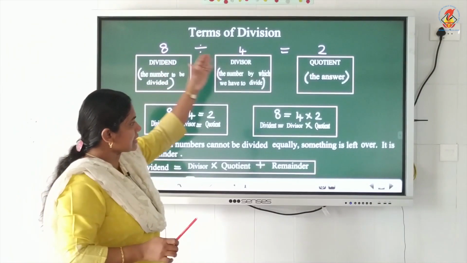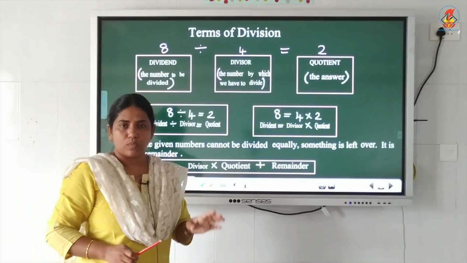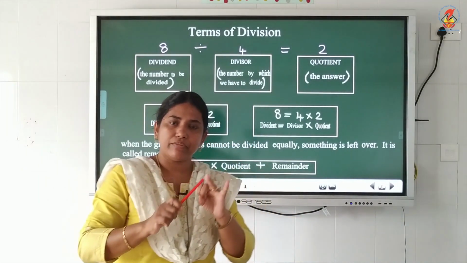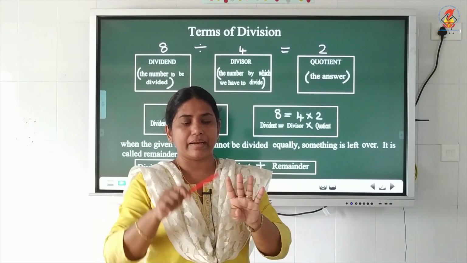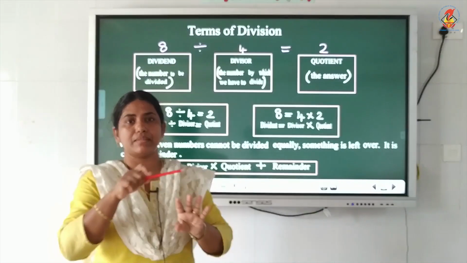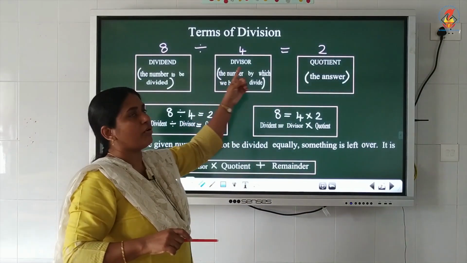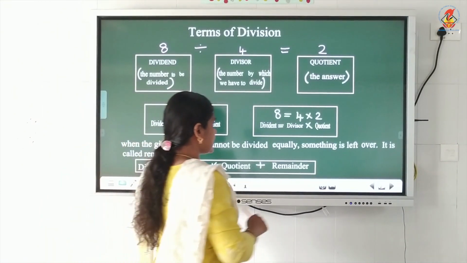Now, these all terms are called terms of division. So, once again, which all are the terms of division? Dividend, divisor, quotient and remainder. These four names, these four terms all together are called the terms of division. Is it clear? Now let's do some questions.